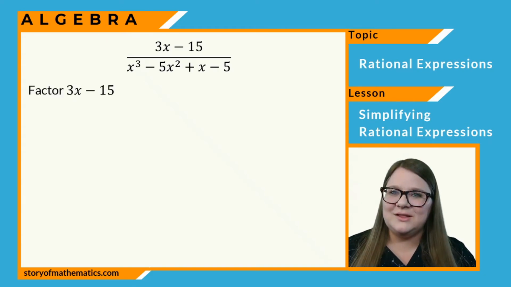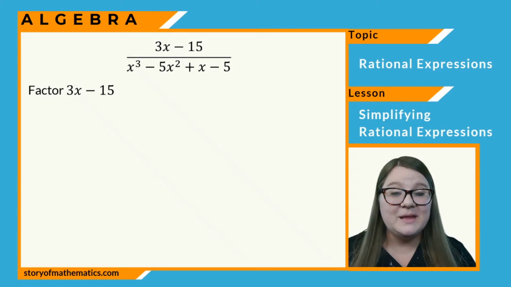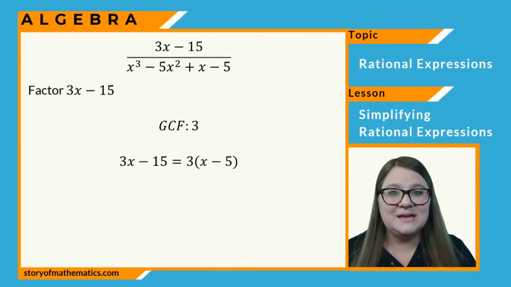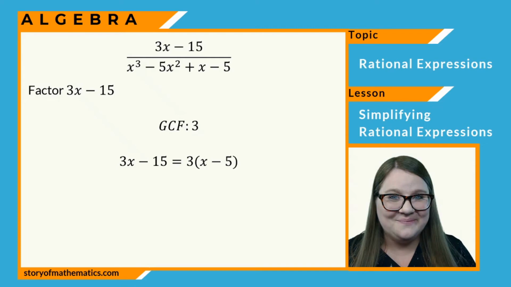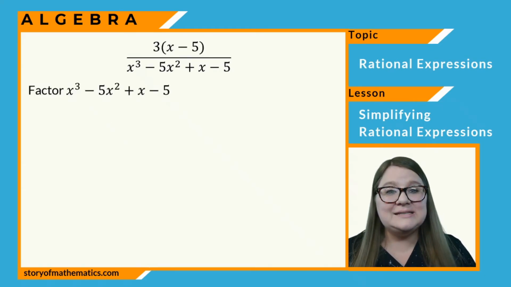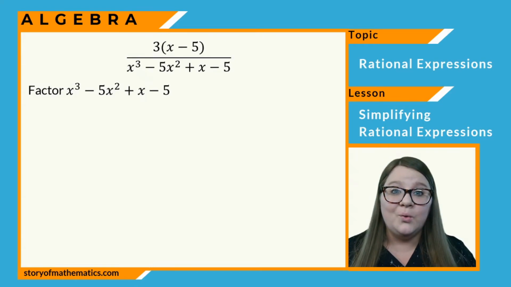Now, let's start by factoring the numerator, 3x minus 15. In this case, we have a greatest common factor of 3, which means I'm going to pull out a 3 from both of my terms, and that's going to give me 3 times x minus 5. Now, I'm going to also need to factor my denominator, and in this case, I'm going to factor by grouping.